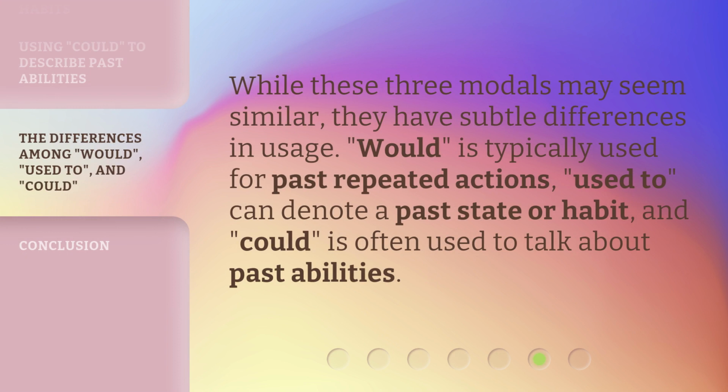While these three modals may seem similar, they have subtle differences in usage. Would is typically used for past repeated actions, used to can denote a past state or habit, and could is often used to talk about past abilities.